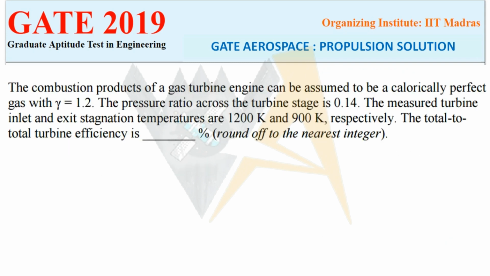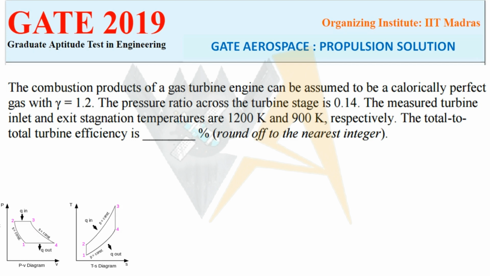Next question. The combustion products of a gas turbine engine can be assumed to be a calorifically perfect gas with gamma equals 1.2. The pressure ratio across the turbine stage is 0.14. The measured turbine inlet and exit stagnation temperatures are 1200 Kelvin and 900 Kelvin respectively. The total turbine efficiency we need to find, rounded off to the nearest integer. Now let's see the solution.